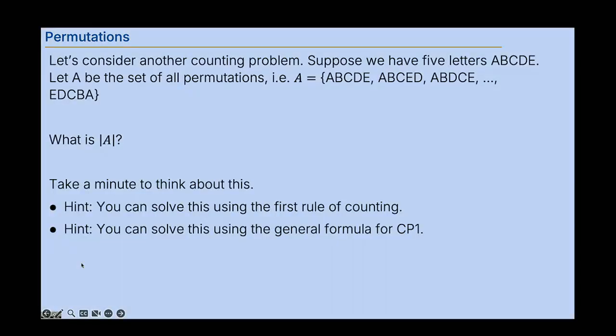Okay. So I'm going to let you think about this for a second. If you do know it, and if you don't, try and think about how this is related to counting problem 1. How can you solve this? There's 2 different ways you could solve this, basically. One is using the first rule of counting, and the other is just using that formula for CP1, which I guess I could write on the board. Maybe I will. Okay, I'll let you think for a sec.